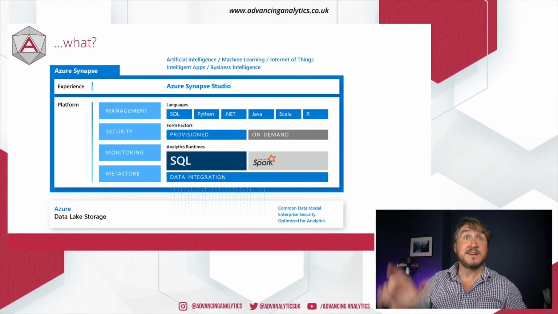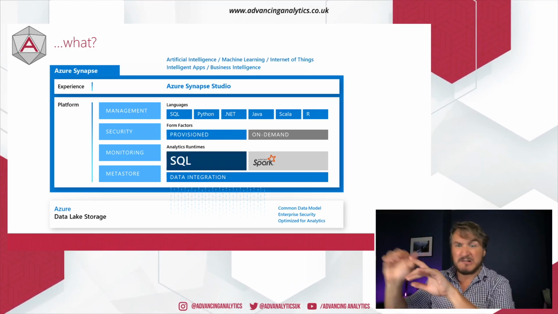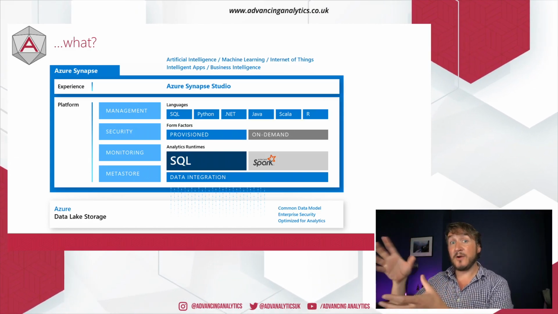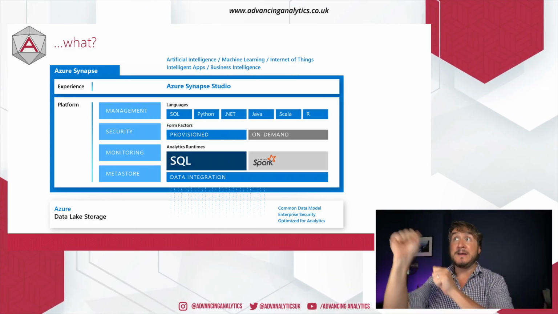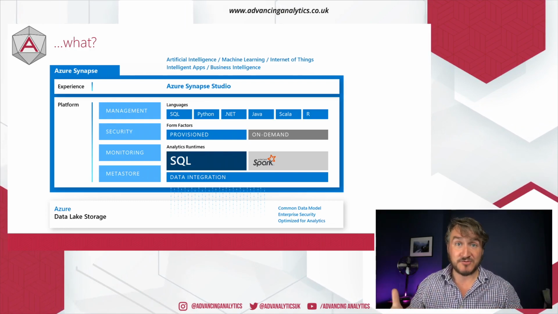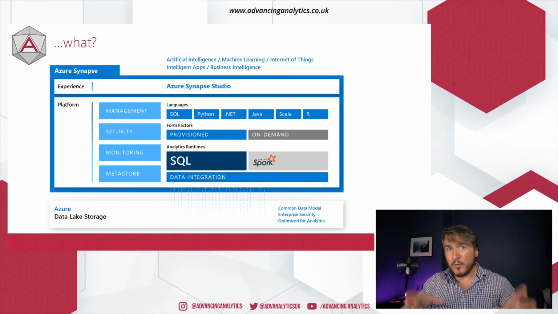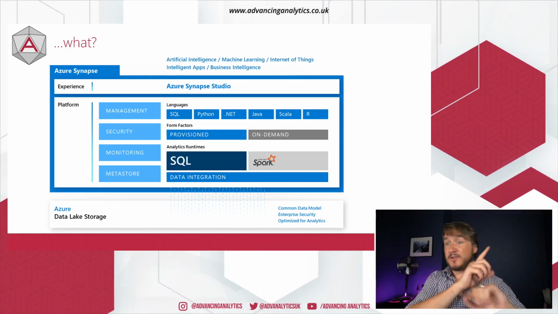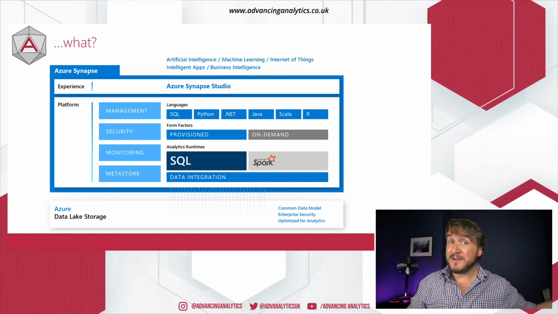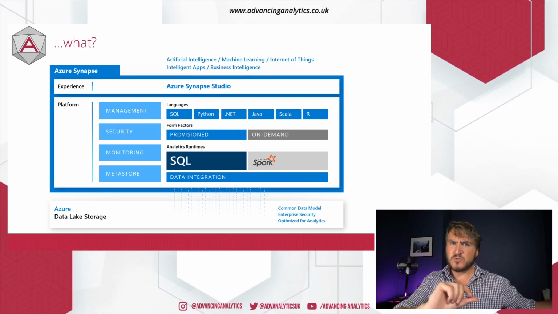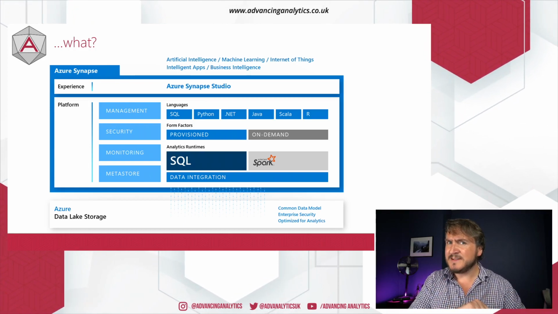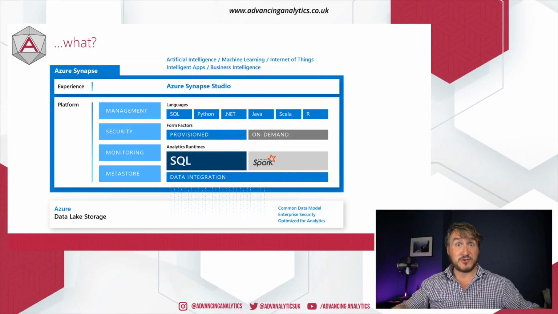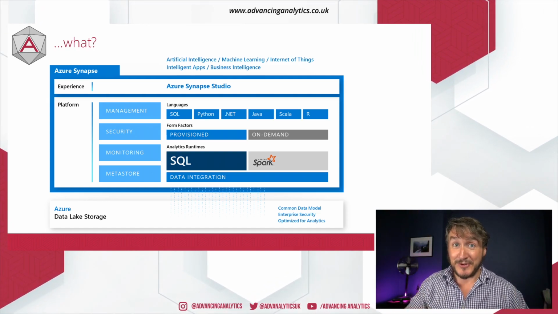So some great things. Down the side, we've got management, security, monitoring, Metastore. Having those all in one box, where previously they were managed in different places, that's great. Makes sense. The core confusing bit is all of those different languages. So I've got SQL, Python, .NET, Java, Scala, and R. And then I've got two different flavors. So do I want it provisioned or on demand? And that kind of looks like that's just all a single story, but it's not.